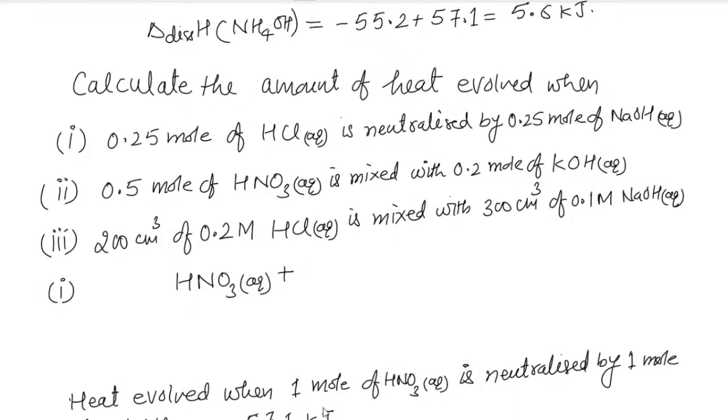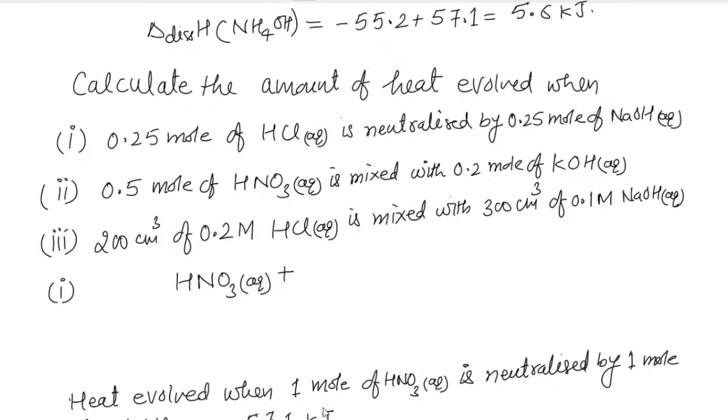When we use heat evolved, the negative sign is already in it. If you write delta H, then you should write the value with a negative sign. If you write heat evolved, then there is no need to put a negative sign. Negative sign means it is exothermic, heat is released. But if you write in words, that it is heat evolved, then it should be without the negative sign.